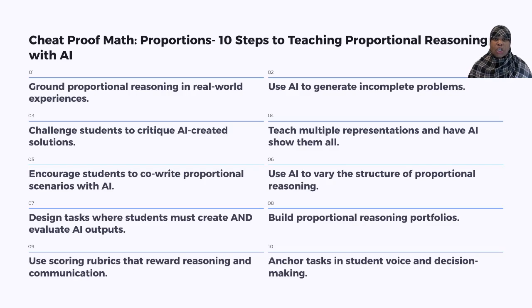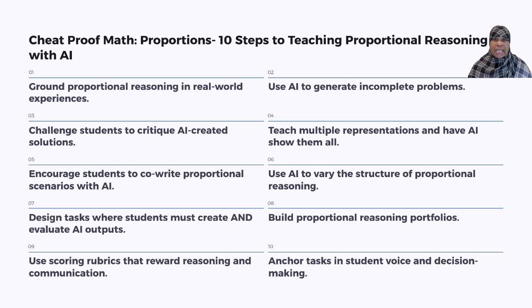Step 6 is to use AI to vary the structure of proportional reasoning. Prompt AI with this: Give me a problem that looks proportional but actually isn't. Have students solve it, justify why it's not proportional, and write a corrected version. Or flip it by asking AI to give a problem that doesn't look proportional but actually is. These contrasts build mathematical judgment.